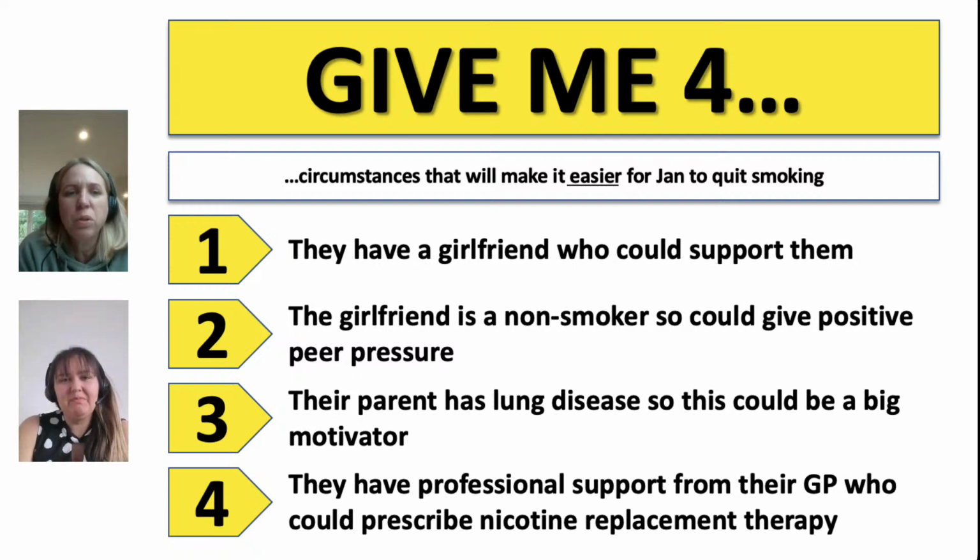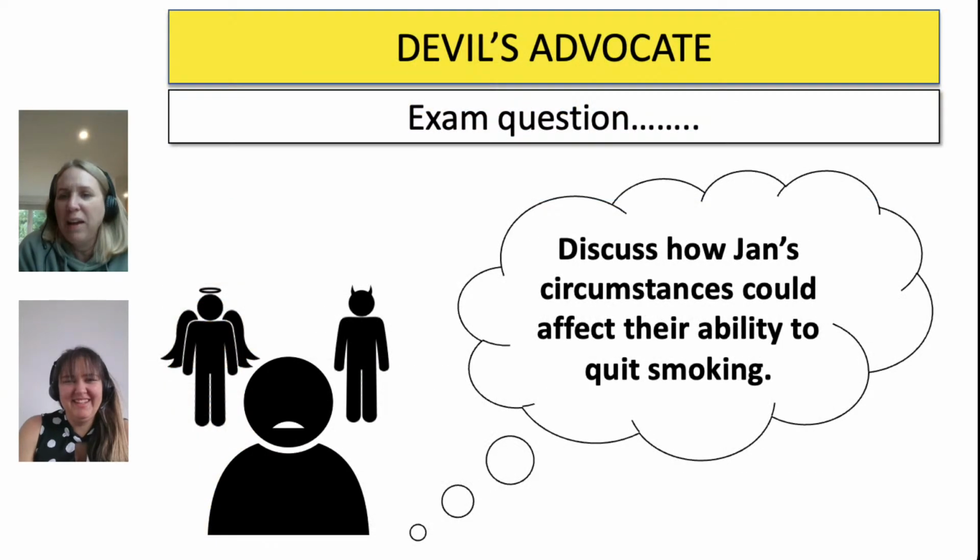So absolutely, all the things that you've said. They've got a girlfriend who could support them. The girlfriend is a non-smoker who could give positive peer pressure, because remember, peer pressure can be positive and negative. The parent has lung disease, so this could be a big motivator, and they have professional support from their GP. So absolutely brilliant, all the things that you guys have said. Just make sure that you're giving lots of examples, not just talking about one line of thought, but giving lots of different circumstances and taking them from the case study.